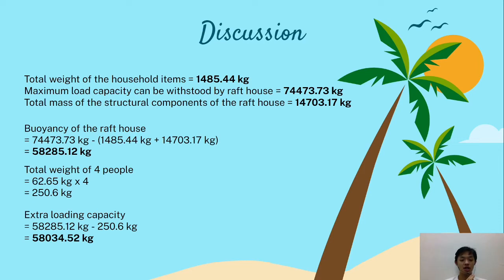So we can note that the raft house can still withstand 58,285.12 kg. And according to the research paper we found, we assume that one person is equal to 62.65 kg. There are 4 people living in it, so the total weight of people is 250.6 kg. And after deducting it, it still has 58,034.52 kg left. So the raft house is considered safe.